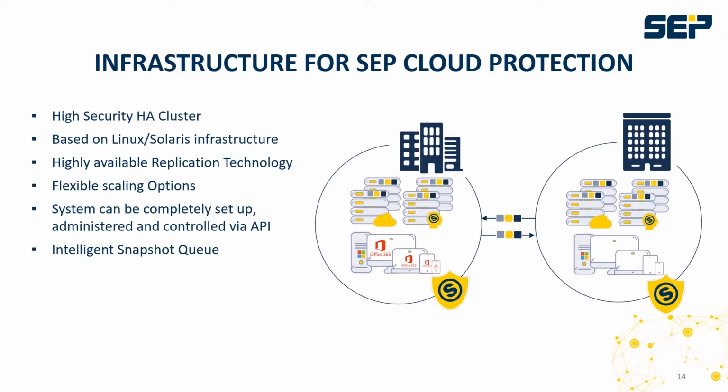High availability replication technology keeps your data in at least 3 locations. Important features include flexible scaling options and intelligent snapshot queue, which allows you to back up your data multiple times per day.